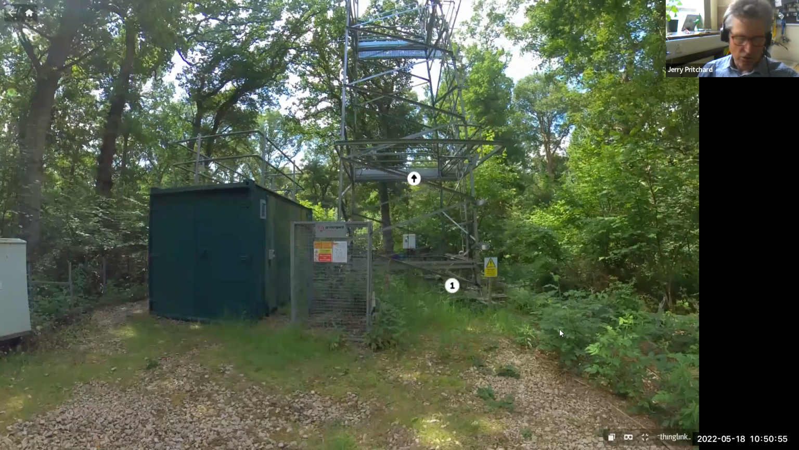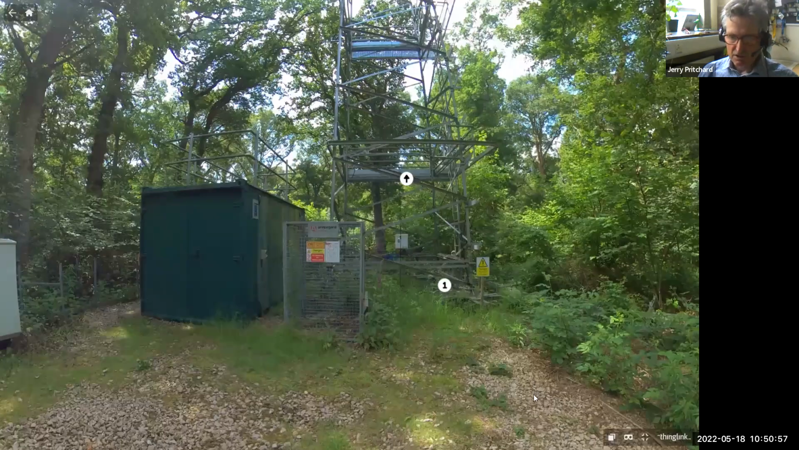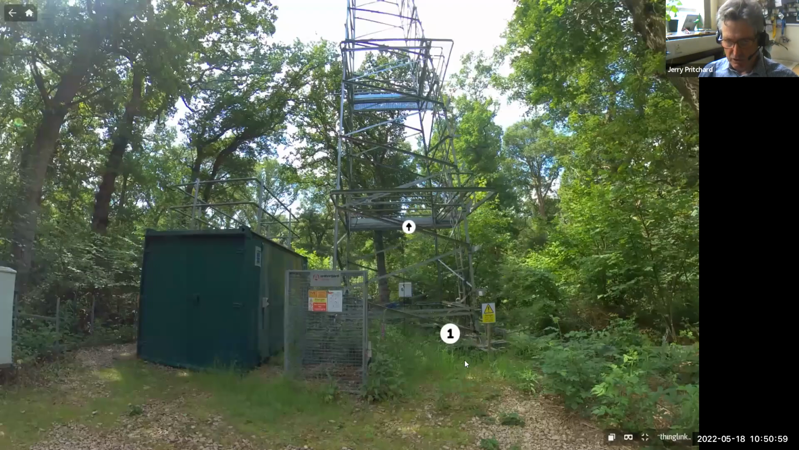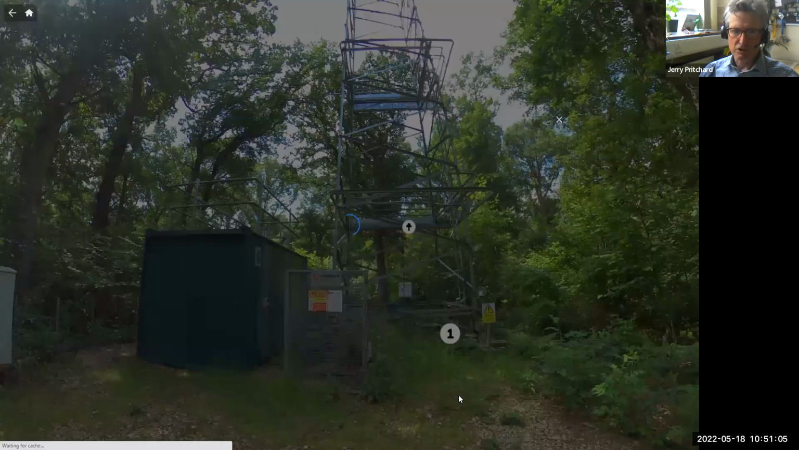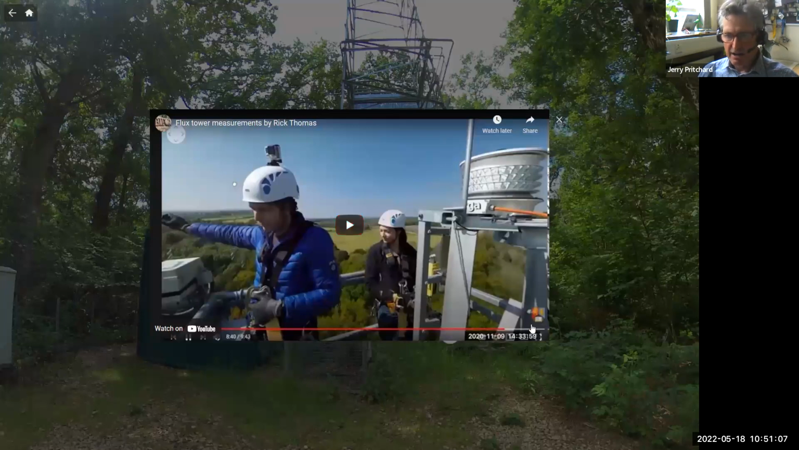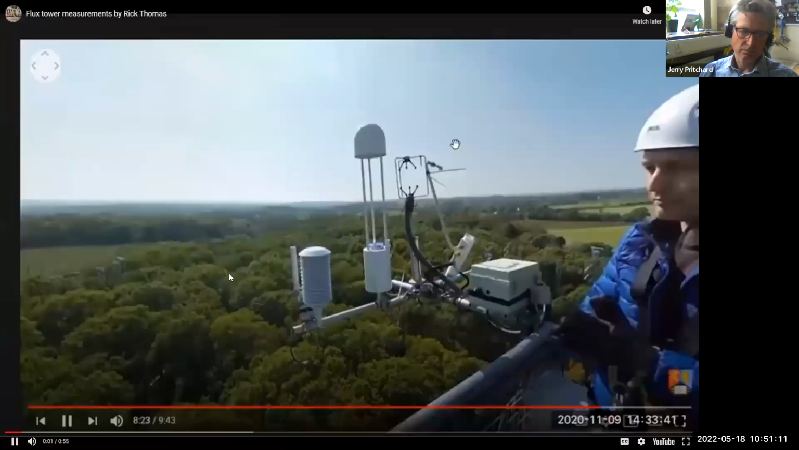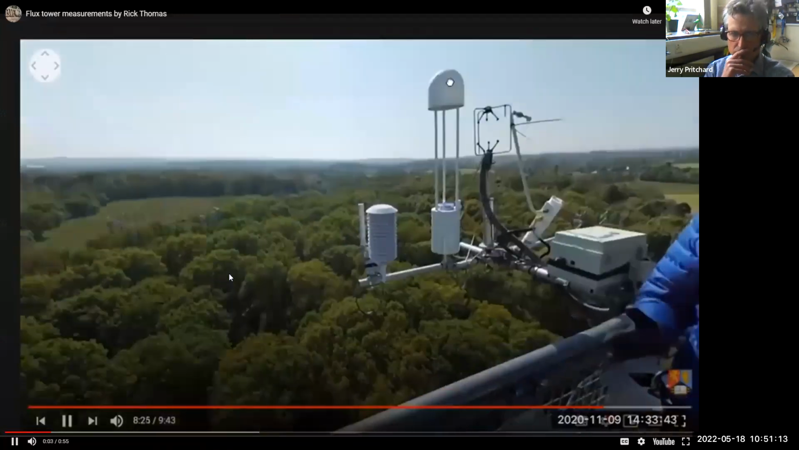So we'll finish this tour and give us a few minutes for questions and comments at the end with this short video from Rick Thomas, where he's at the top of the tower and explaining to you something about what those devices at the top of the tower do at the level of the whole forest, rather than instruments that are measuring things on the woodland scale.